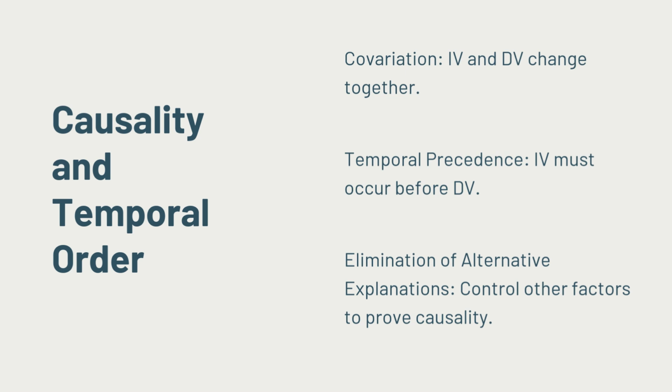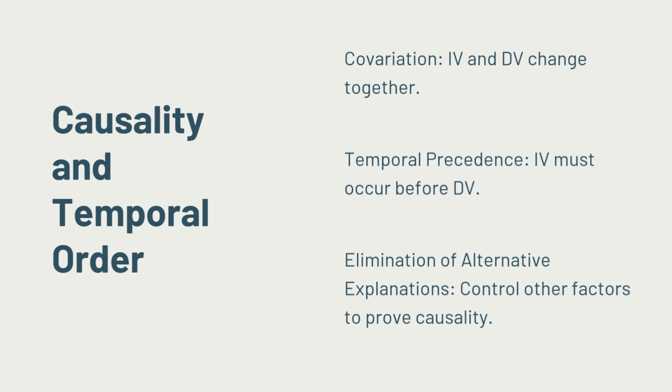The second condition is temporal precedence. The cause, which is the independent variable, must necessarily occur before the effect or the dependent variable. This is often addressed through the research design, such as experiments where you manipulate the independent variable and then observe changes in the dependent variable. And the third condition is elimination of alternative explanations. So you must rule out other potential causes for the change in the dependent variable. This is why control variables and proper research design, like randomization, are important.